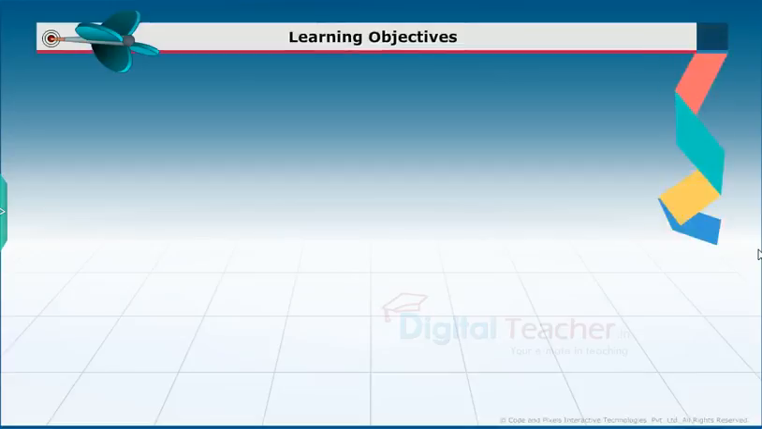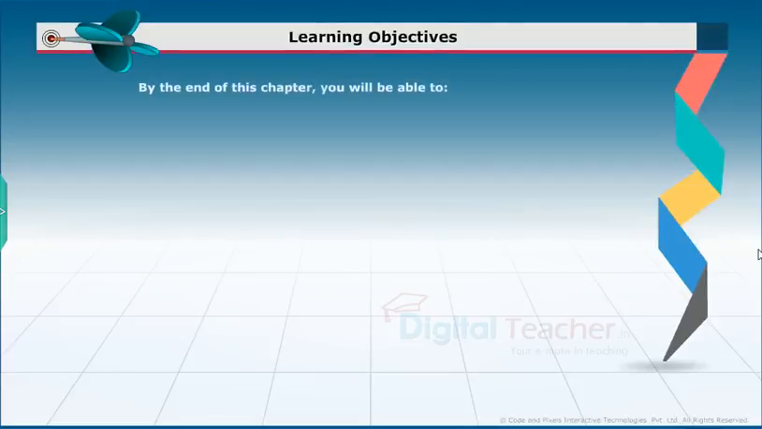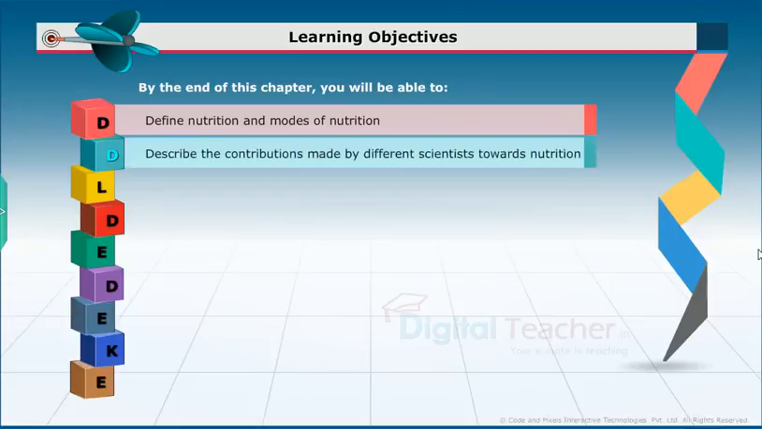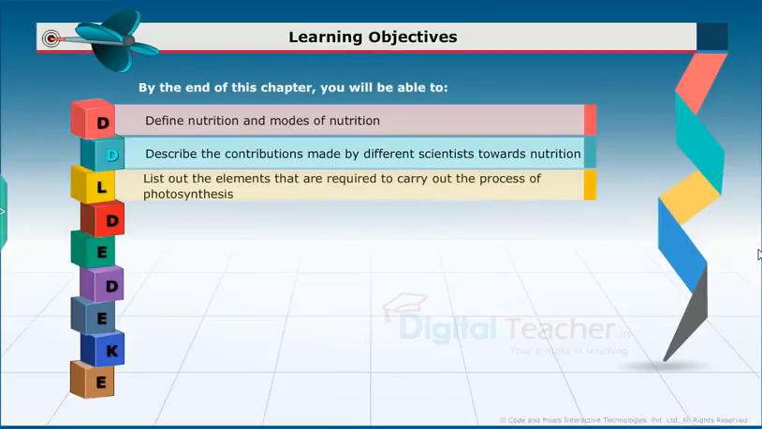Learning objectives. By the end of this chapter, you will be able to define nutrition and modes of nutrition. Describe the contributions made by different scientists towards nutrition. List out the elements that are required to carry out the process of photosynthesis.